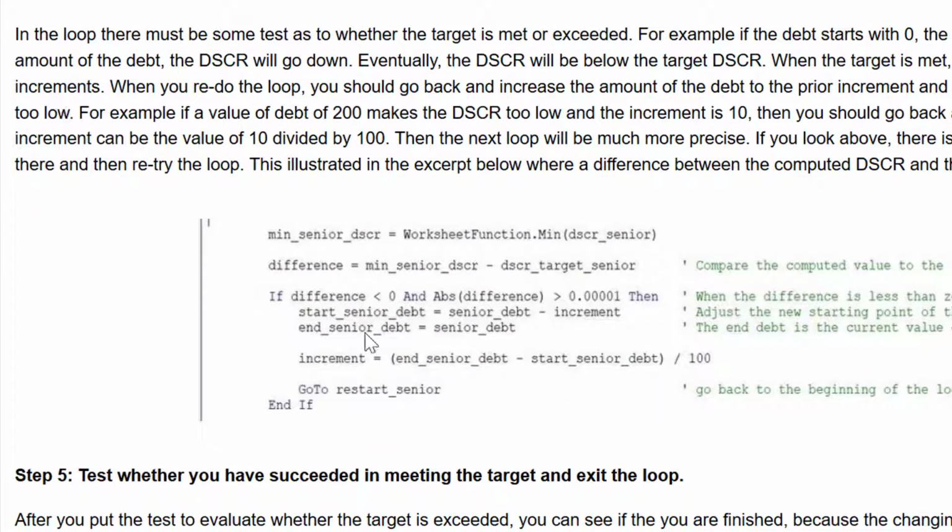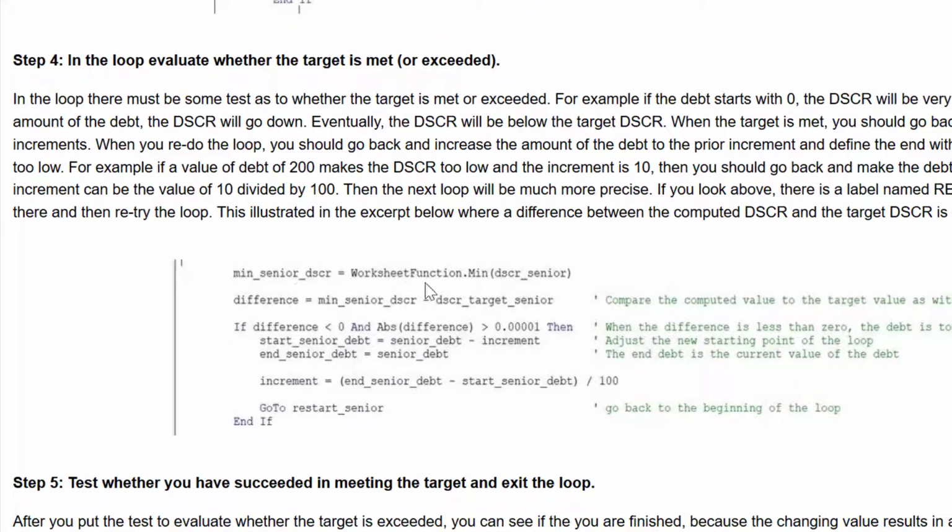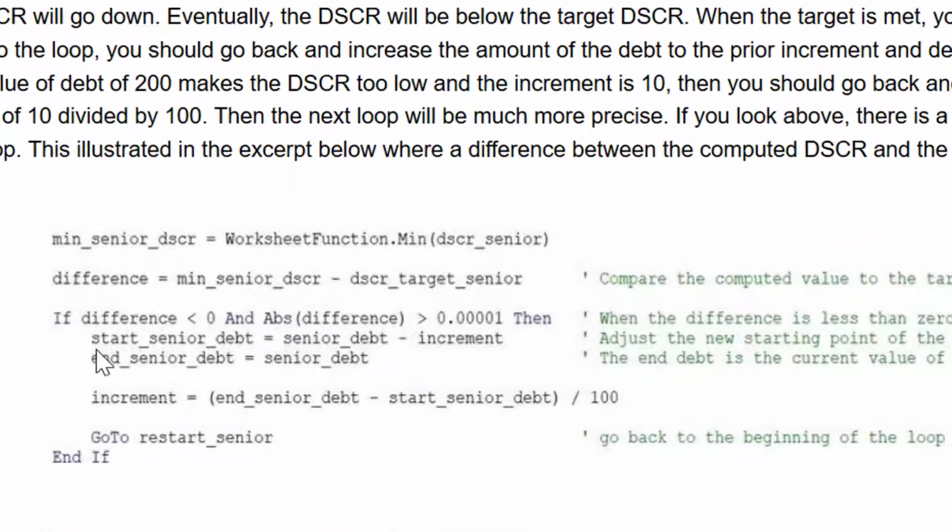And then once you do this, you need some kind of formula here. The formula says, well, let's compute our minimum DSCR, take the difference, and if the difference is less than 0, that means we've added too much debt. That means the minimum is less than our target, so we've gone too far. And when we've gone too far, we go back and restart just by adding the last increment, and then we go to the end one.